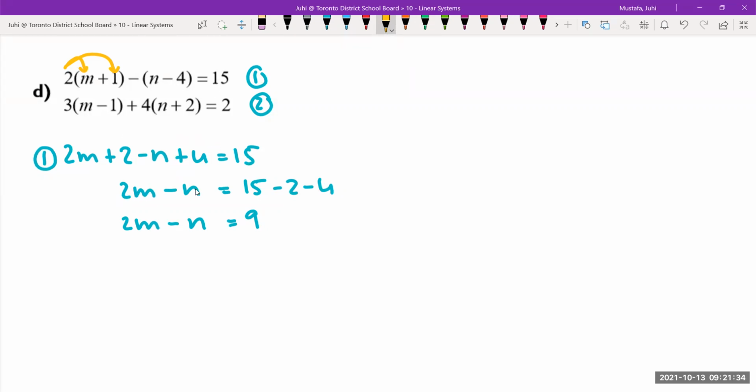I want to keep my m and n here. So this 2m stayed here. This negative n stayed here. And then I took the positive 2 and 4 and I moved it to the other side and I changed the sign. So it became negative 2 and then minus 4. I cleaned this up and I basically end up getting 2m minus n is equal to 9.